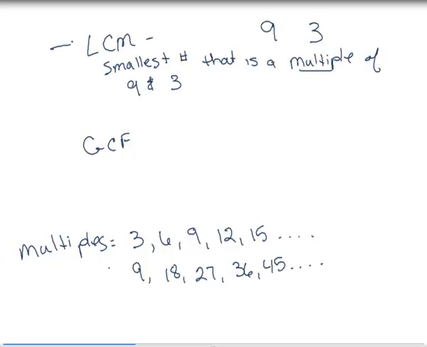So the least common multiple is the smallest number that you see in both of those multiple lists, and it is 9. It's the smallest number that's divisible by 3 and 9. That's what the least common multiple is.